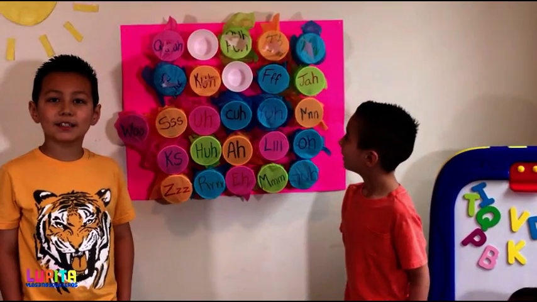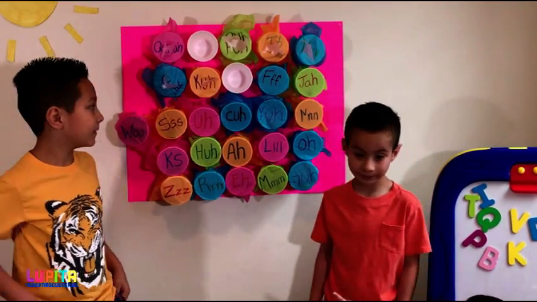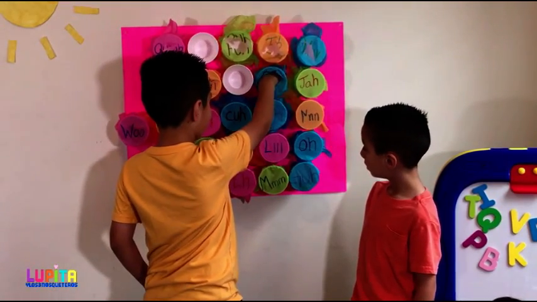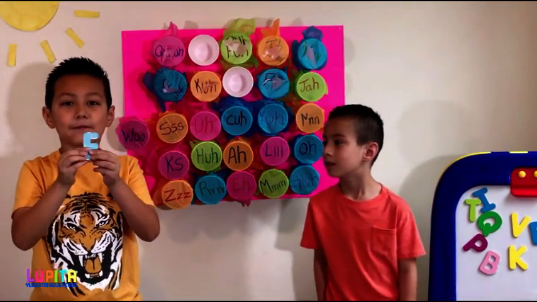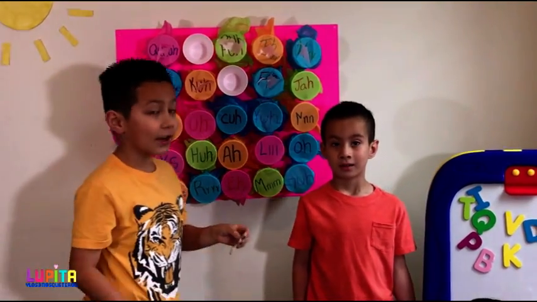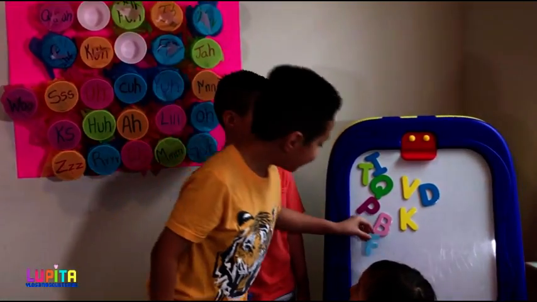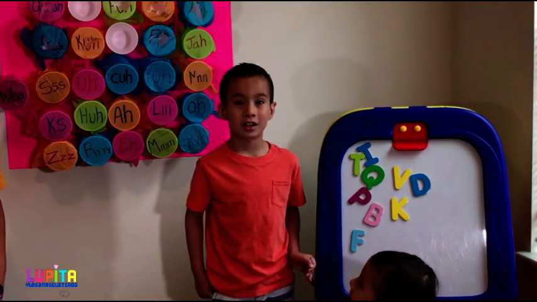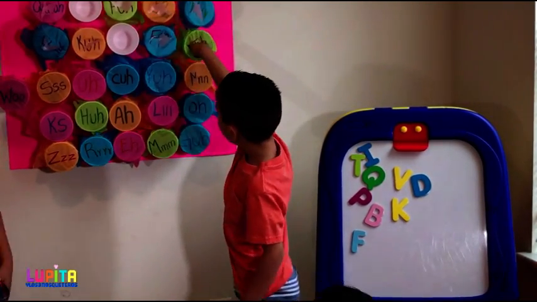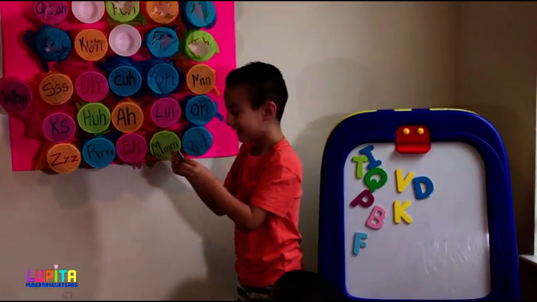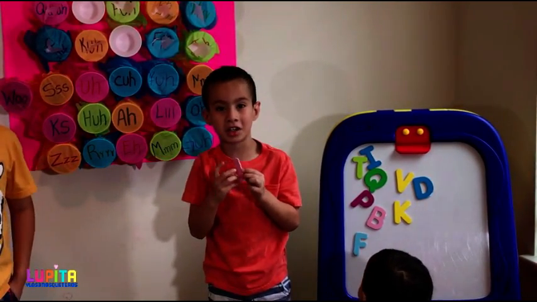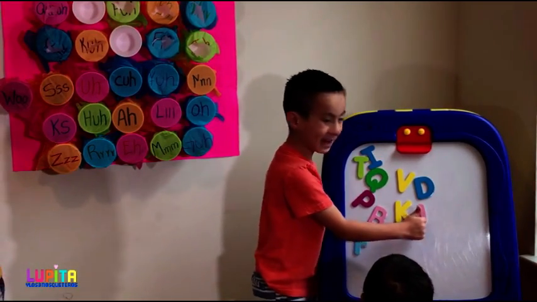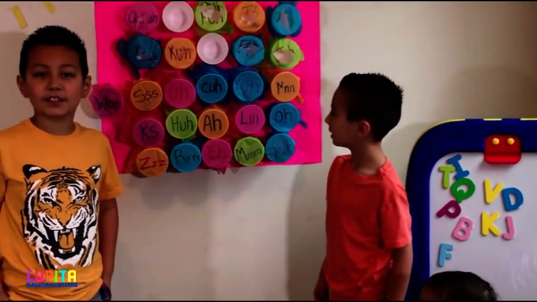Now let's see what makes the sound F. F makes the sound. Now let's put it on the board. Let's see what makes the sound J. J makes the sound J. That one. Like that. Now let's see what makes the sound W.